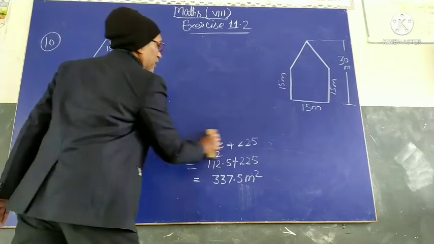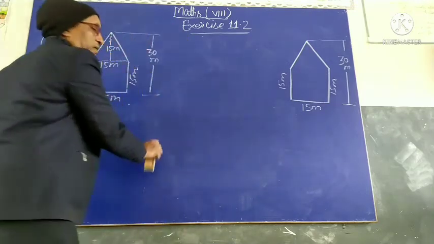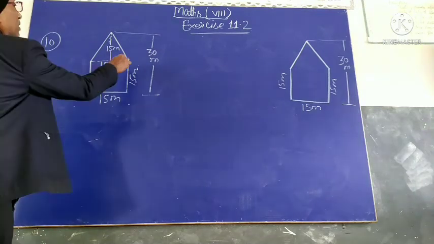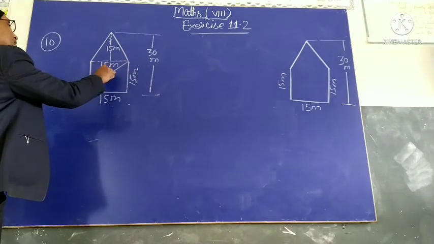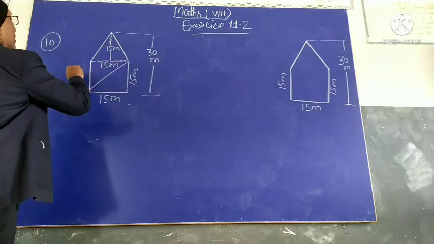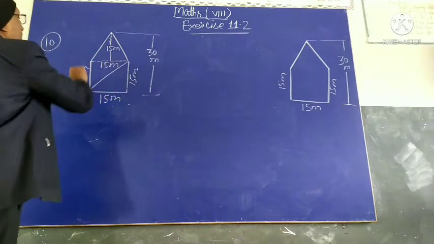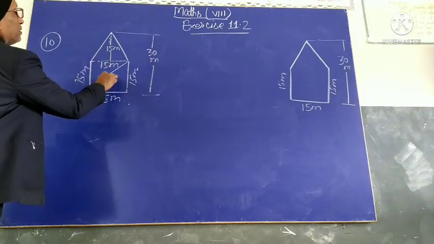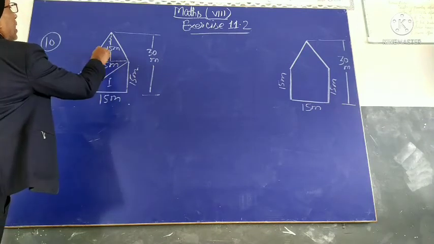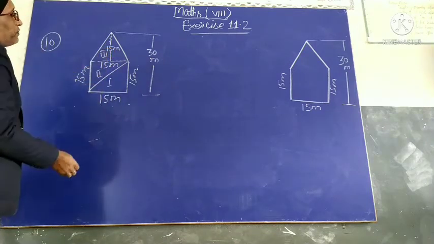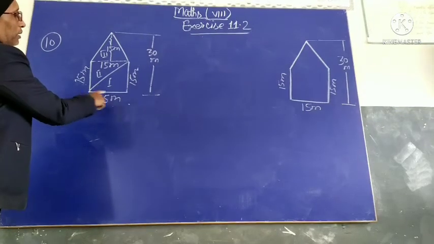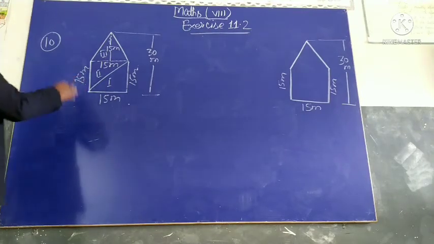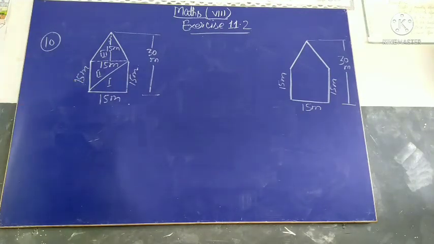Another way of diagram is like this. Only you draw a diagonal in this square. This is also 15 meter. This is given. Then you have three triangles, first, second, and third. And all of them have the same base and same height. Means all of them are congruent to each other.